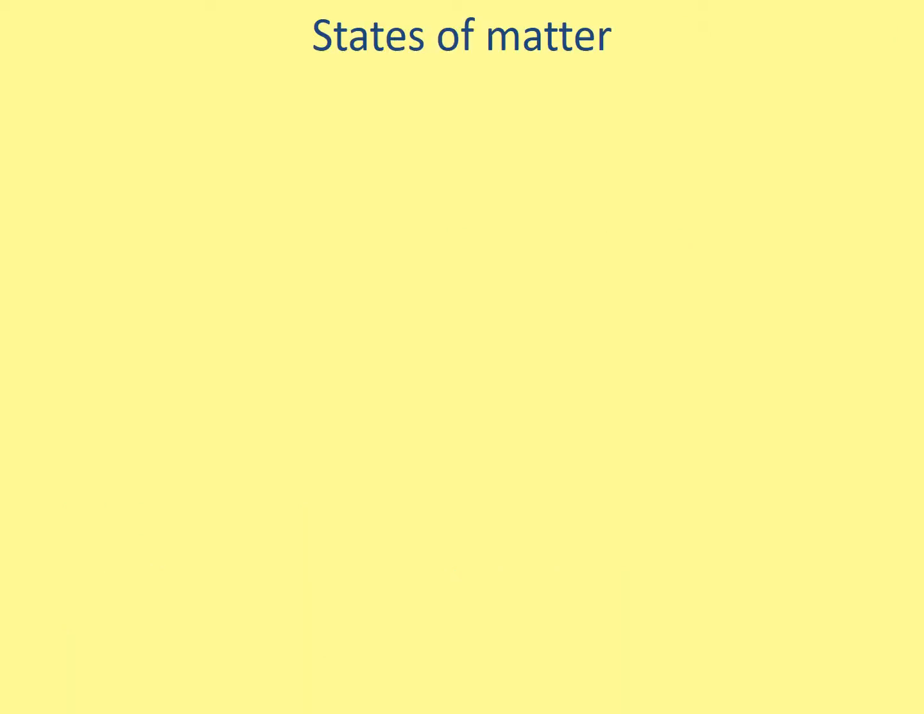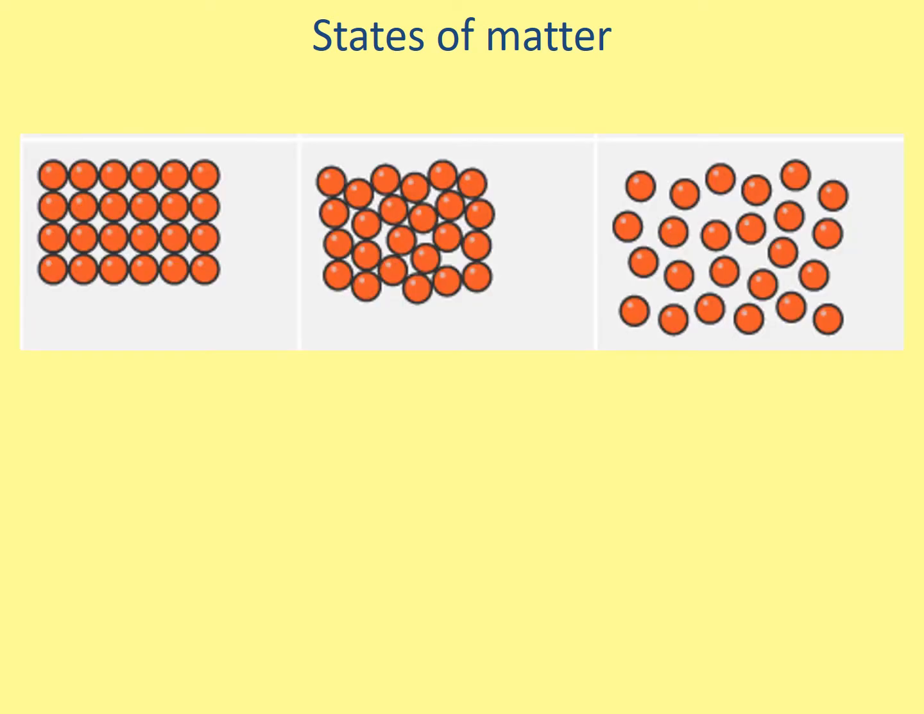Okay, the first thing we're going to do is recap states of matter. There are three states that we talk about: solids, liquids, and gases. And what we do is we imagine that atoms are just circles. So here are my states of matter: solid, liquid, and gas.